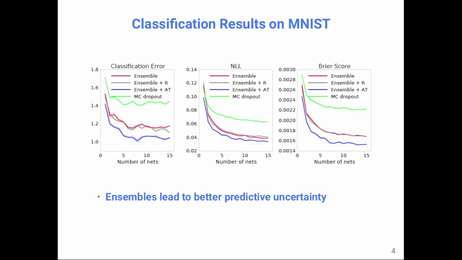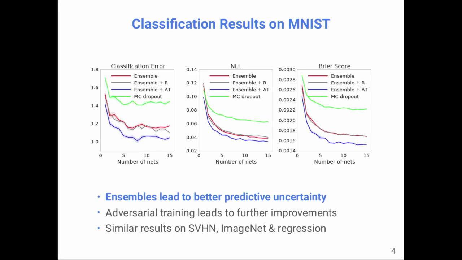The blue line combines ensembles as well as adversarial training, and we see that it improves predictive performance quite significantly on this data set. We've done a bunch of other experiments on SVHN, ImageNet, and regression benchmarks, and we observe similar results.